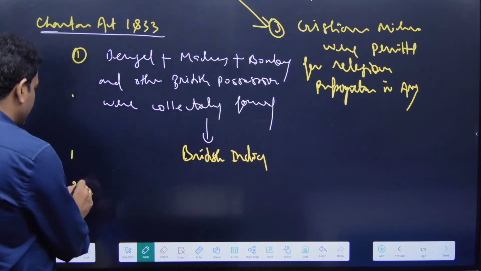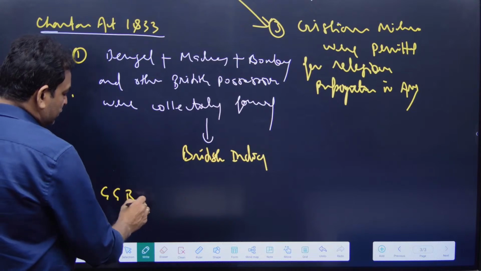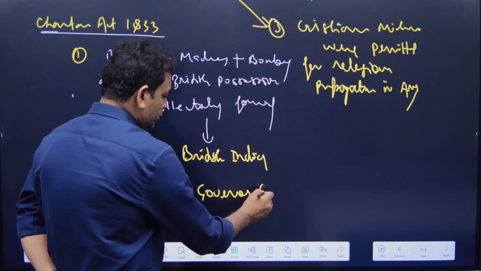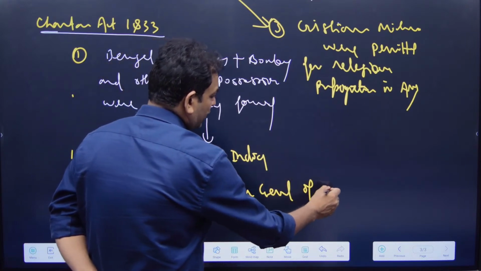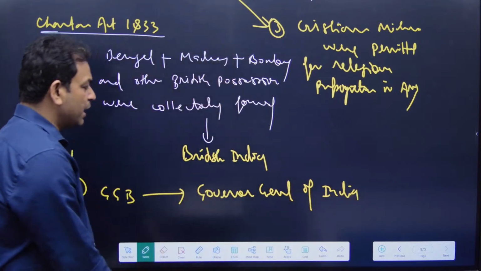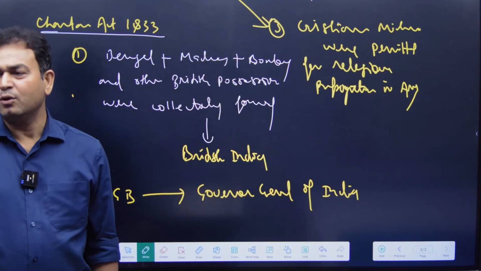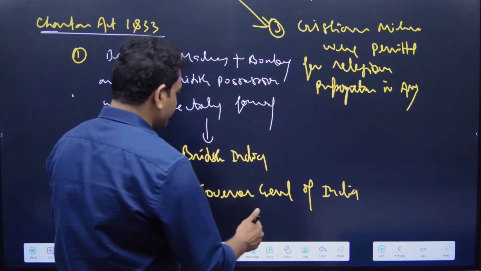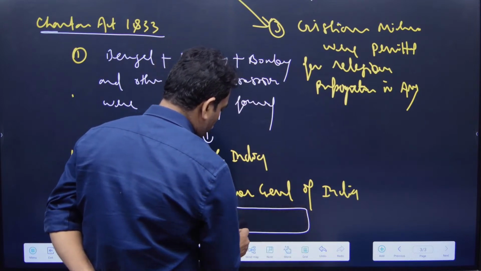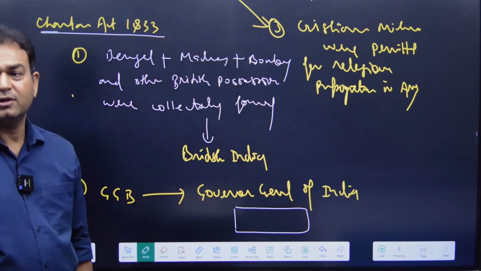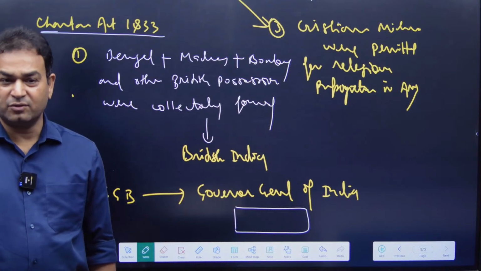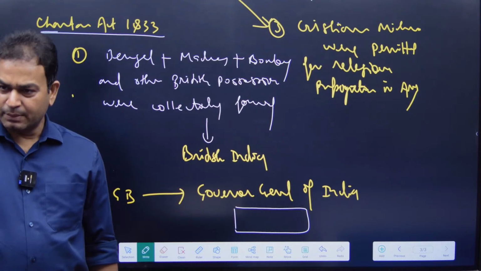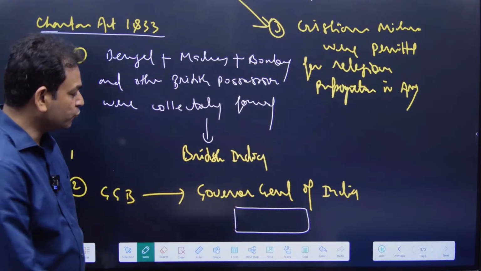British India. Second, the Governor General of Bengal was converted into Governor General of India, and the Government of East India Company was converted into Government of India. How many members were in the Governor General of India's council? 3, because in 1781, by the Act of Settlement, the members were reduced from 4 to 3, and those 3 members were here.